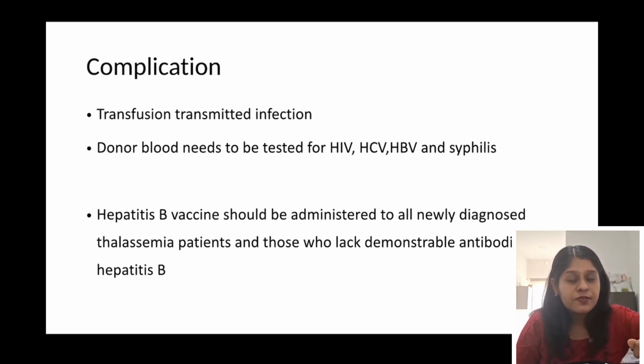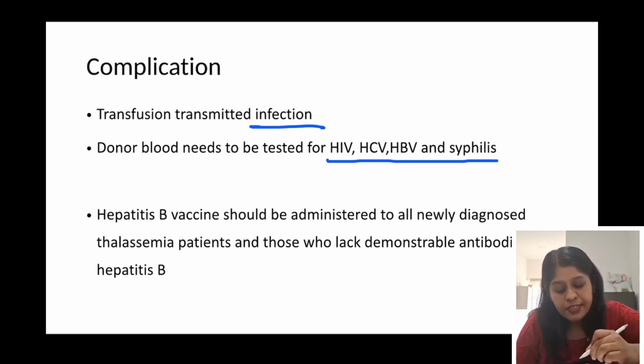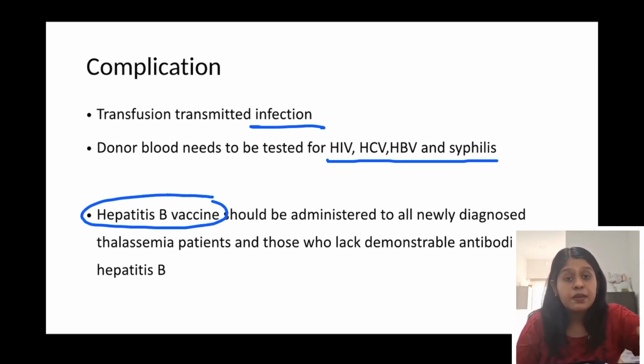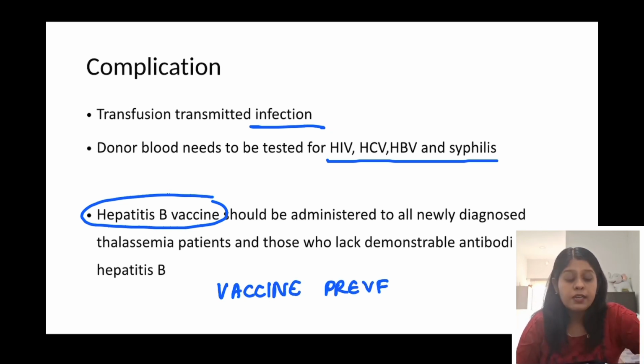What are the complications of blood transfusion? The main complication, as you know, of any transfusion is infection, so you have to test the donor blood. Hepatitis B is a vaccine-preventable blood-borne disease, so hepatitis B vaccine should be given to all new thalassemia patients, and you have to check the antibody titers.